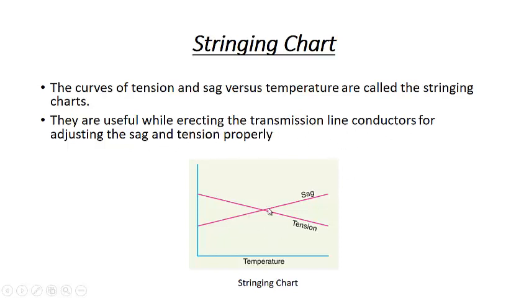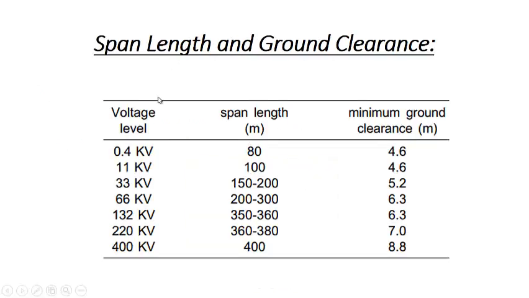Because when you have such a stringing chart available, and while you erect a transmission line in any area, you first find out the minimum temperature and the maximum temperature, and by selecting the minimum and maximum temperature over here, you can accordingly design a transmission line for the maximum sag and minimum tension. So by having that, you can use this type of chart to finally select the height of the towers.